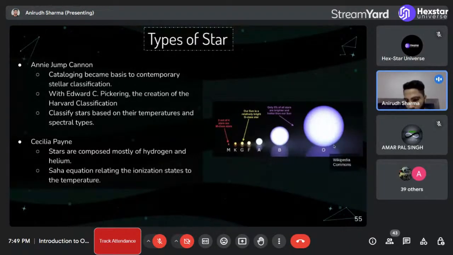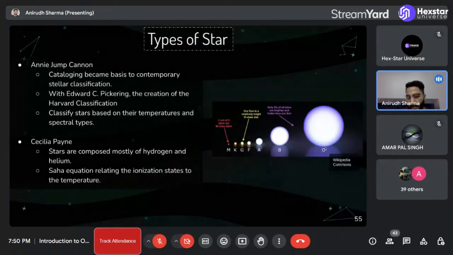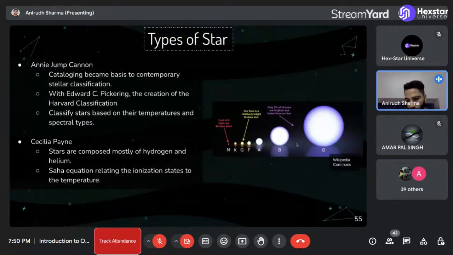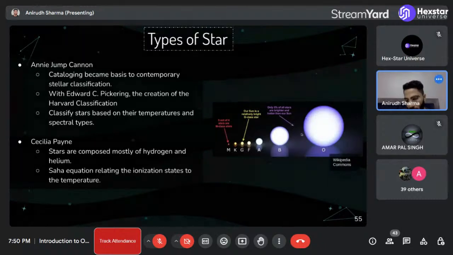And as you can see, this is O, B, A, F, G, K, M. These are the categories that are given. So O stars are the hottest stars, and they have this specific kind of spectral type. And only 5% of all stars are brighter than or hotter than the sun. So these O, B, A categories are only 5% of all the stars.